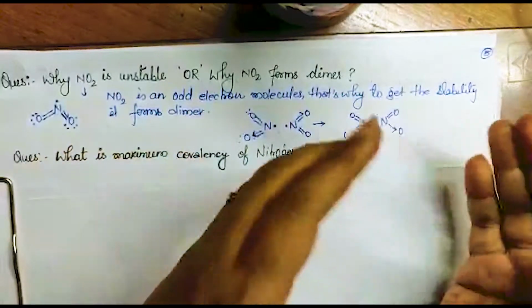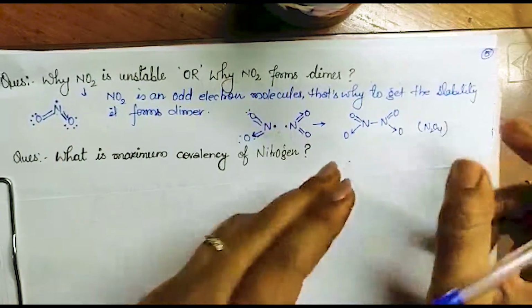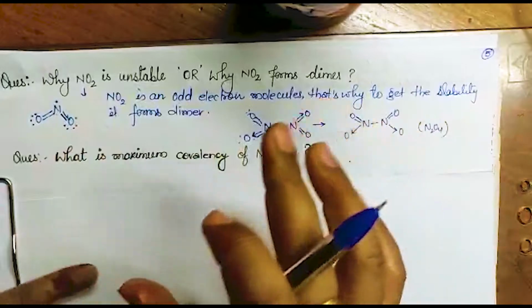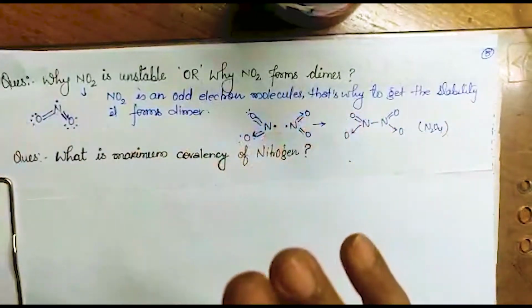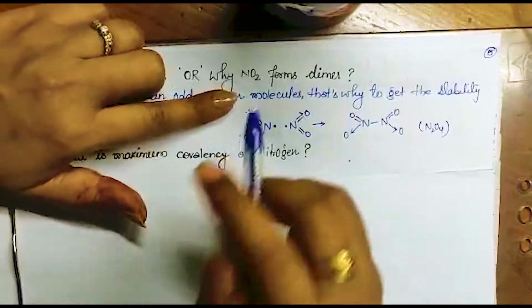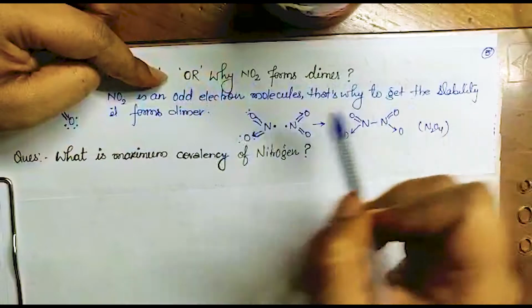So what happened? This is going to form N2O4, and N2O4 is a dimer of NO2. Got it? So this is why NO2 is unstable, or why NO2 forms a dimer. Unstable because it is an odd electron molecule. And why does it form a dimer? Because it is an odd electron molecule. So that's why, to get stability, it forms a dimer.